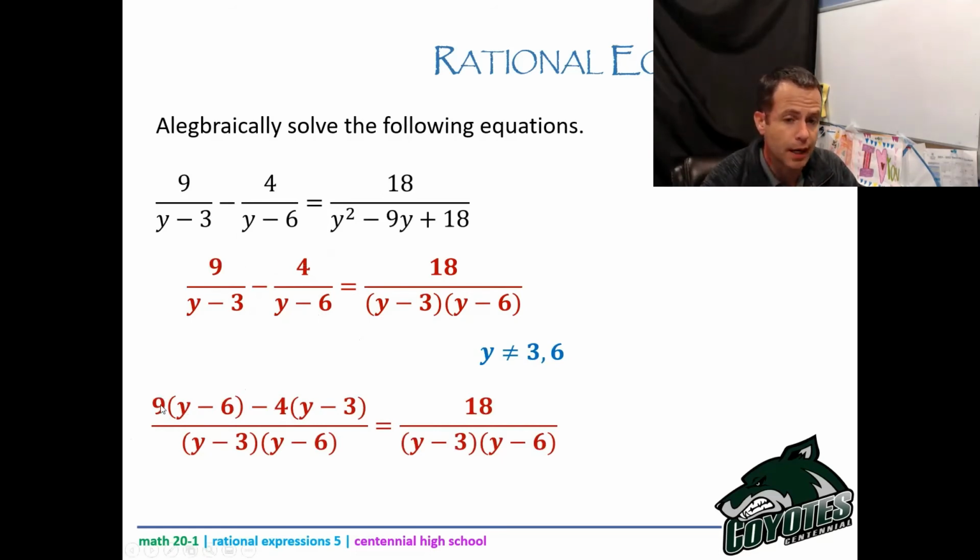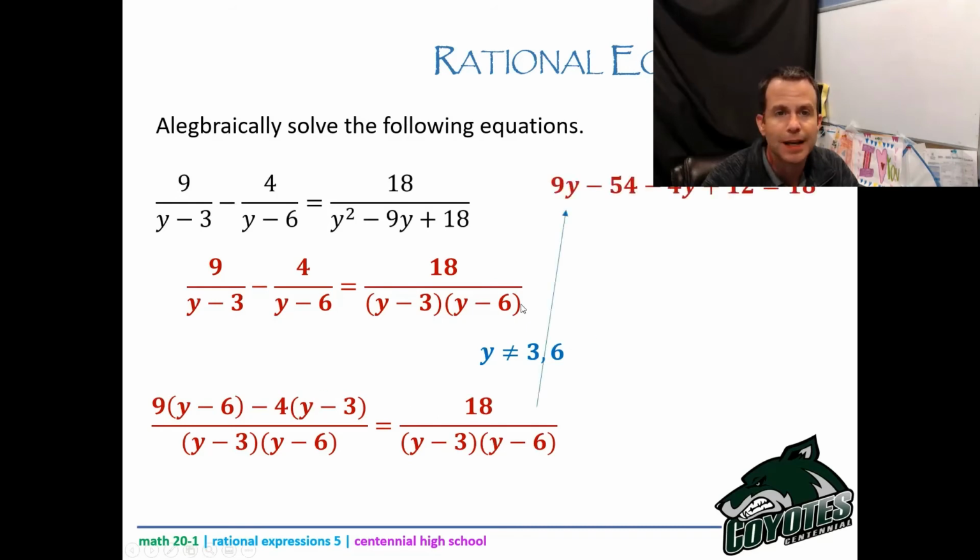So now it's 9 times that y minus 6 that I needed, minus 4 times that y minus 3 that I needed. Okay, I have the same denominators, and I have one fraction equals one fraction. So that means I'm ready to pull the numerators. While I pull the numerators, I can multiply the 9 in here, and I can multiply the negative 4 into the second set there. So that's going to be 9y minus 54 minus 4y plus 12 equals 18.